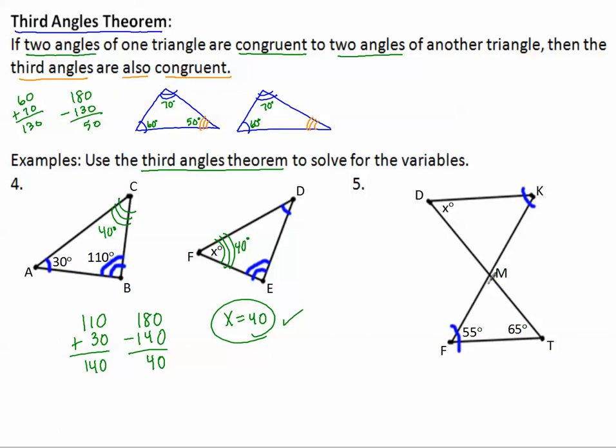Remember, vertical angles are always congruent to each other, so I'm going to mark these vertical angles congruent. Once I know the vertical angles are congruent, I only have one other angle left in the triangle. This angle is the third angle from this one. This angle is the third angle from this one. Therefore, without having to do any calculations, I know that x has to equal 65. Pretty cool, right?